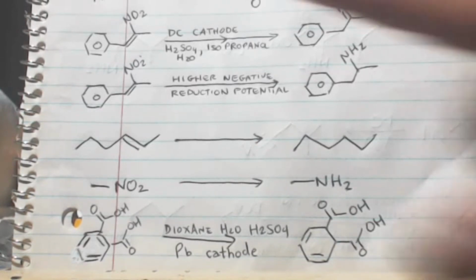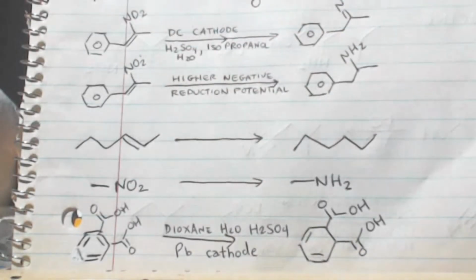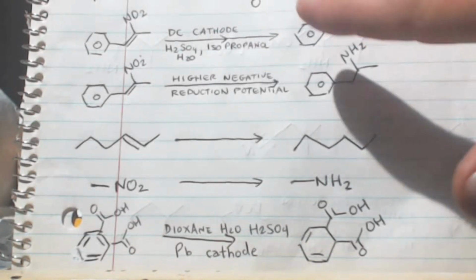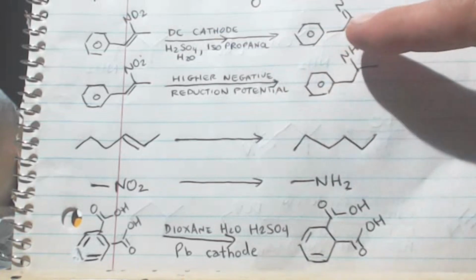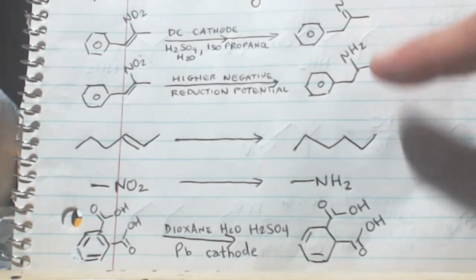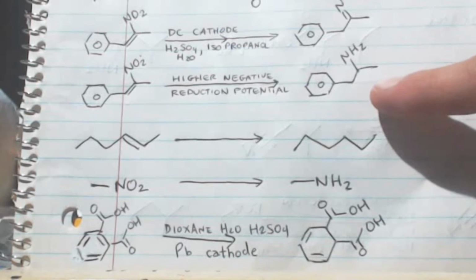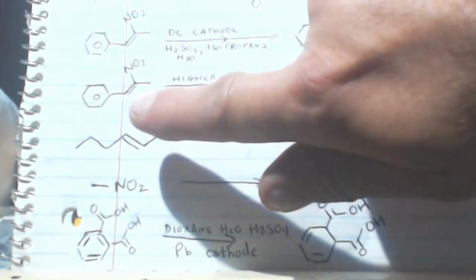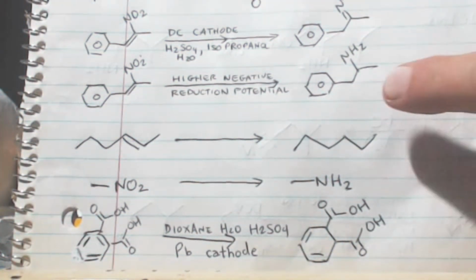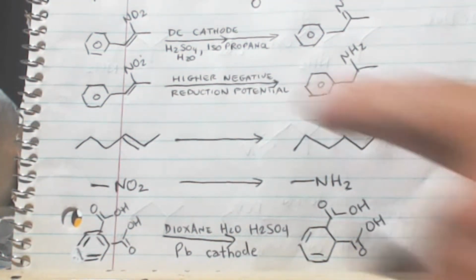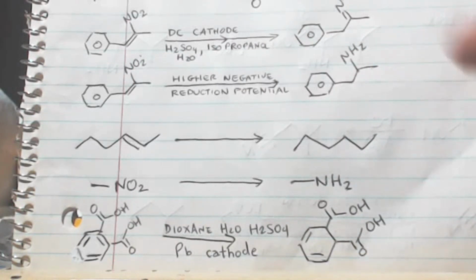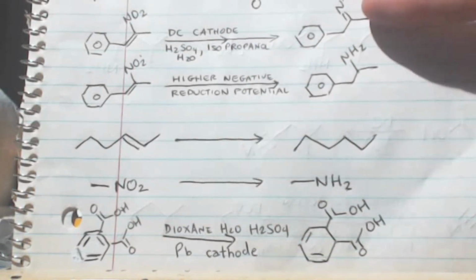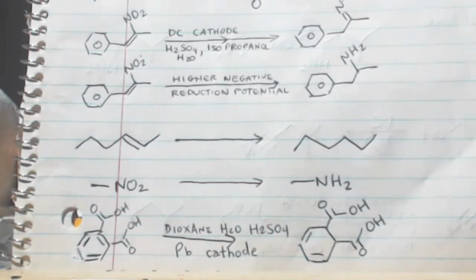But another thing you can do is take your nitroalkene and use higher voltage. Everything's pretty much the same, but instead of making an oxime, you're going to make an amine. And in both cases, you'll notice you're taking out the double bond and making it into a single bond. You're taking the oxygens off of the nitrogen group and putting hydrogens on. On this one, you're making your oxime. But in both cases, you're making a single bond.